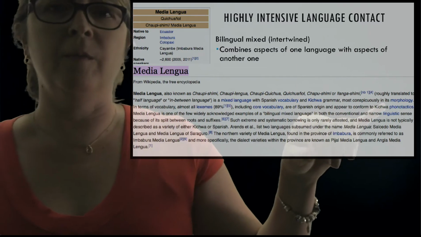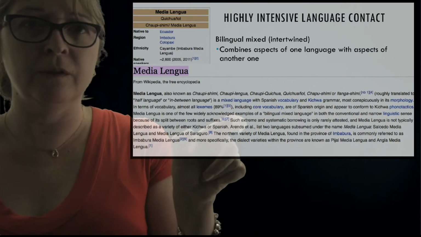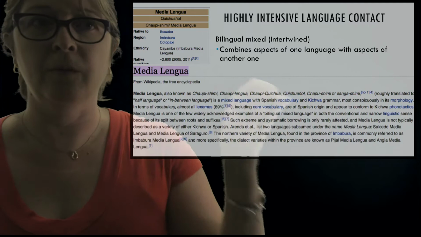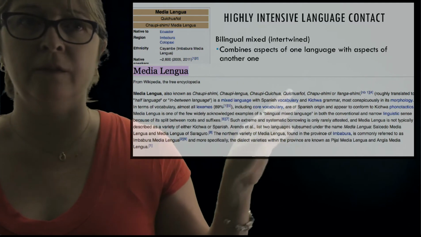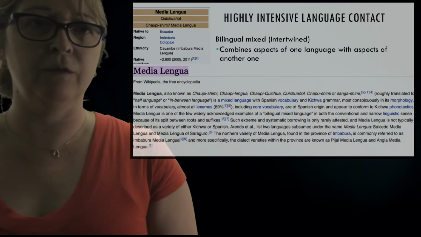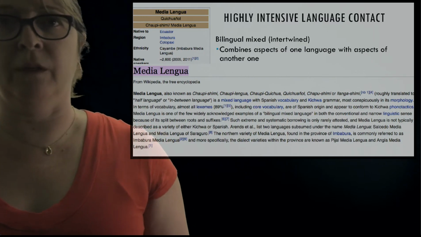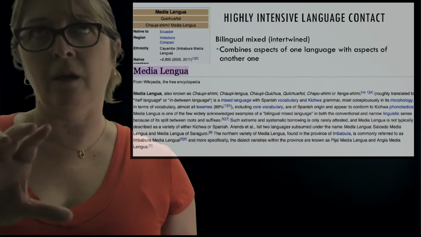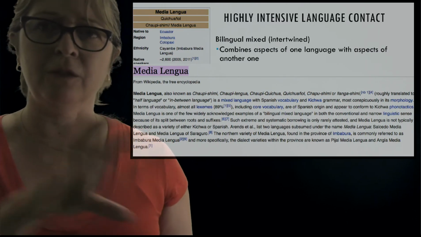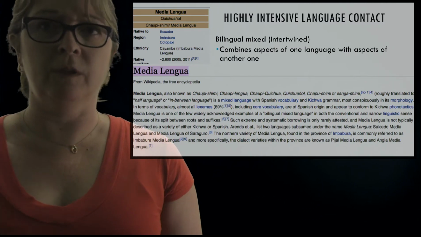Interesting. The morphology. So the root words come from Spanish, but then the Quechua puts on the endings, the phonotactics. So it's really interesting if you're into that kind of thing, the mixing. So that is an example of bilingual mixed. It almost maintains certain aspects of each language so that it's more evenly mixed, okay?